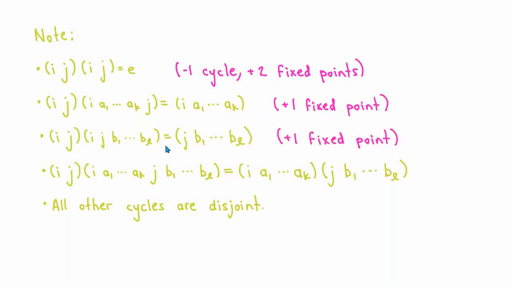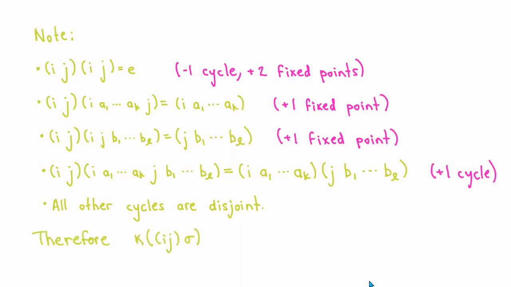It's the same situation in the third case, except now i is the fixed point, but again, we haven't changed the number of cycles and we've just added one fixed point. And finally, in the last case here, we haven't created any new fixed points, but we've taken the original cycle and we've split it into two. So we end up with one extra cycle, but no new fixed points.